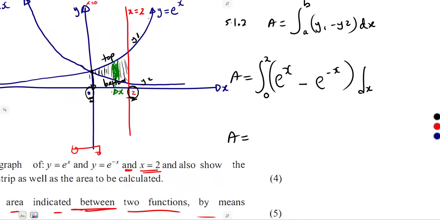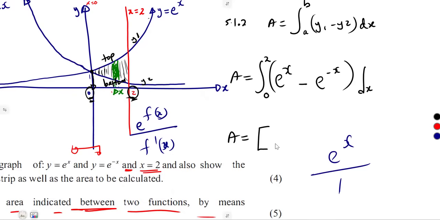Integrating e to the exponent of x, it is e to the exponent of f of x over the derivative of f of x. So it was e to the exponent of x over the derivative of x, which is what? It's 1. So guys, there's no effect. It's just going to remain as e to the exponent of x.